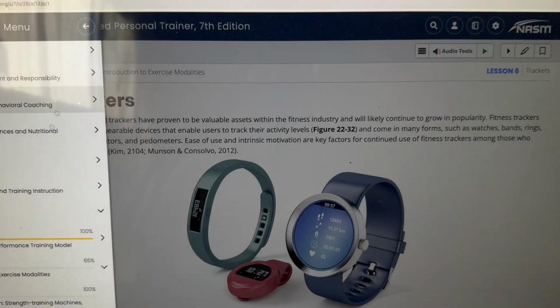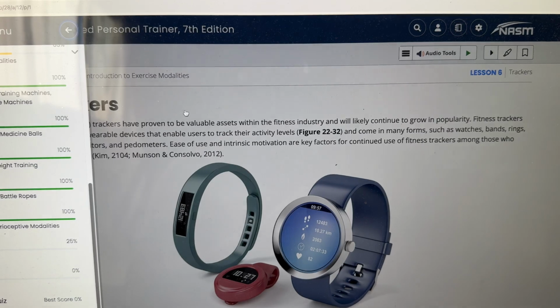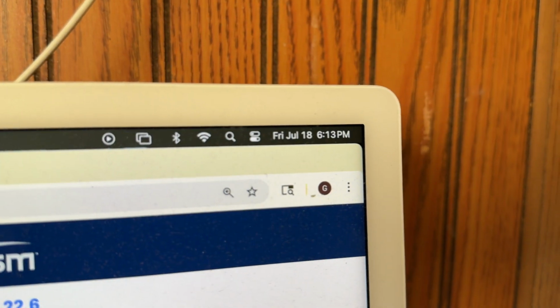All right, chapter 22, lesson 6, trackers. This is the final lesson before the summary and the test. It is 6:02, 4 pages. See you guys in like 15 minutes. I'll be back. All right, guys, chapter 22, lesson 6 is done. It is 6:13 right now. Only 3 questions. Here we go.